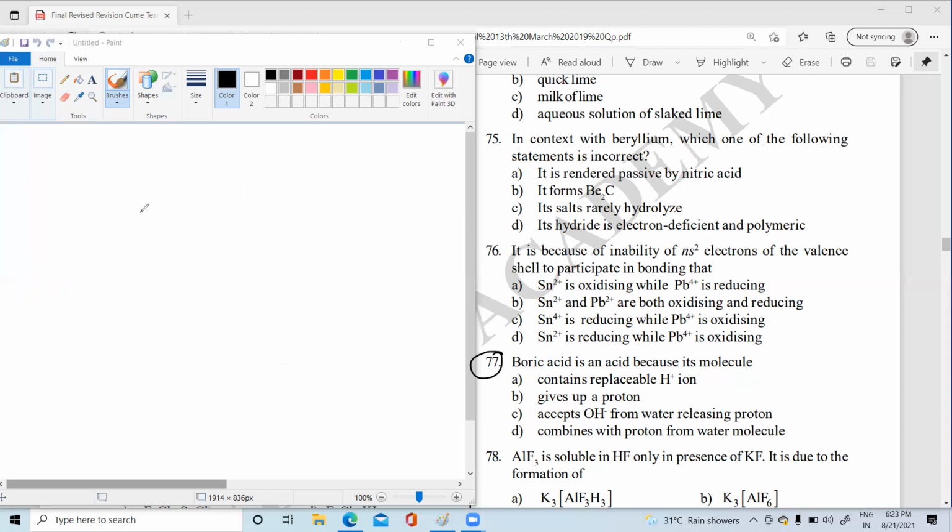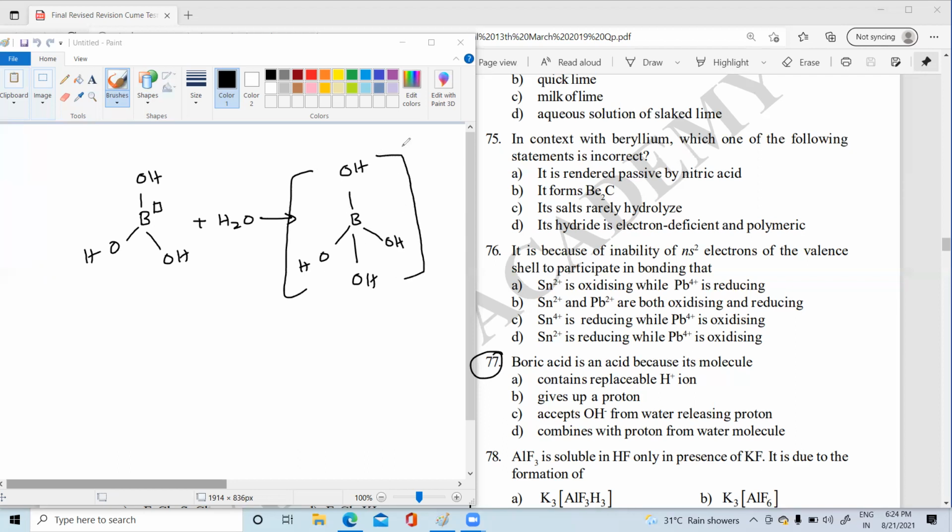77, boric acid is an acid because of this molecule. Boric acid formula is what, students? Orthoboric acid. This is the structure of orthoboric acid. So as we know very well, an empty p orbital is there. When you treat it with water, it will accept the OH minus ion from the water and form a complex, and it releases its proton into the water. So it is a Lewis acid.